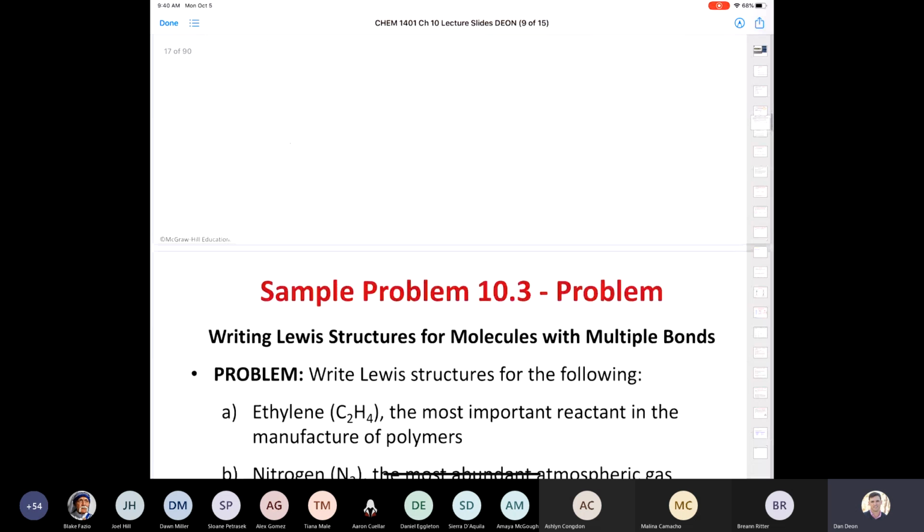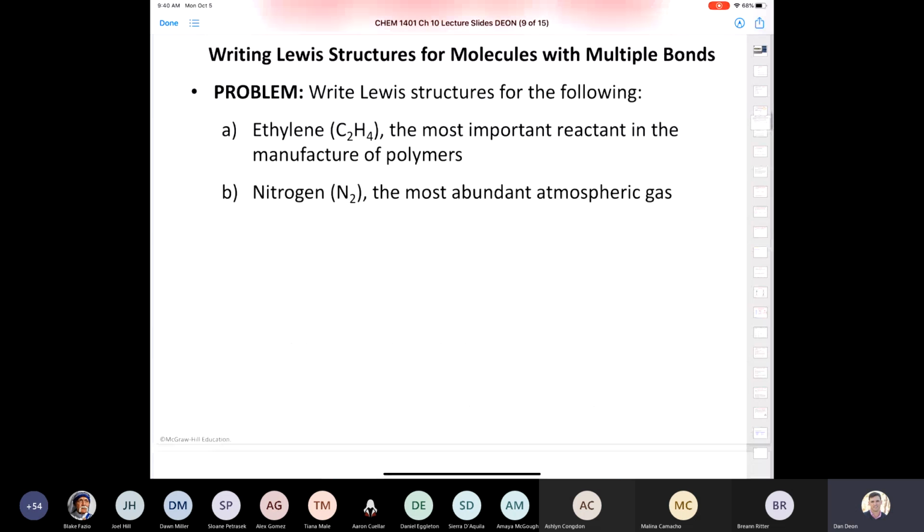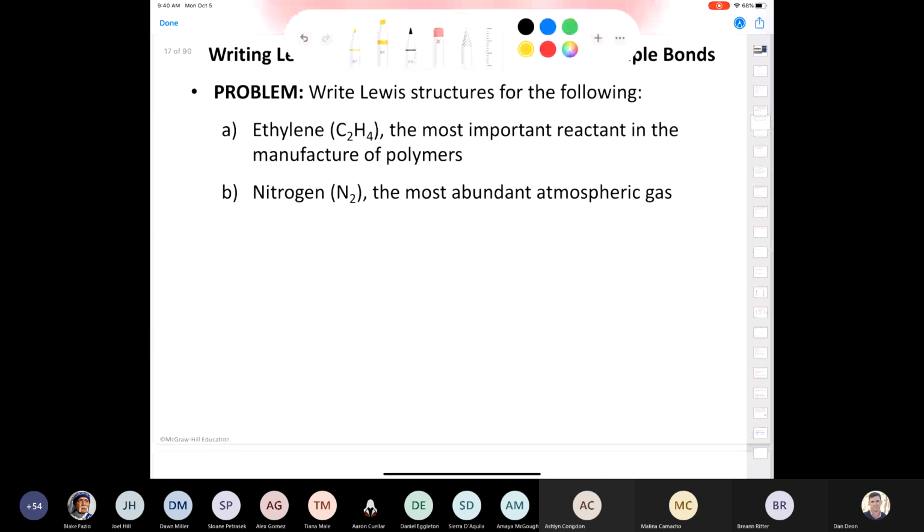Okay, I have two problems here. Let's start with A, which is ethylene. It's an important reactant in the manufacture of polymers. It's also important as a ripener for fruits. Let's see here, C2H4. Let's do it slowly. Could anybody tell me how many total valence electrons there are in C2H4? Not a trick question. Okay. Yes, good. All my students are saying 12 valence electrons.